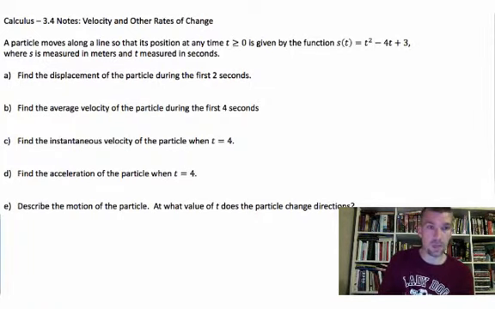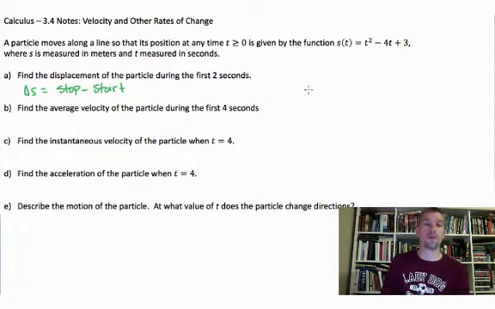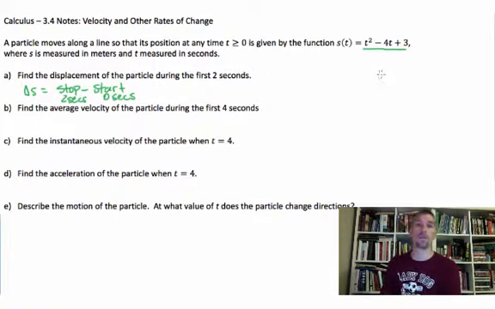Well, when you're looking at displacement, don't forget, displacement is the change in position, which is the place where you stop minus the place where you start. So in this case, we're stopping at 2 seconds and we started at 0 seconds. And we have the position equation here. So all we have to do is look at stop minus start. That's it. That's all we need.